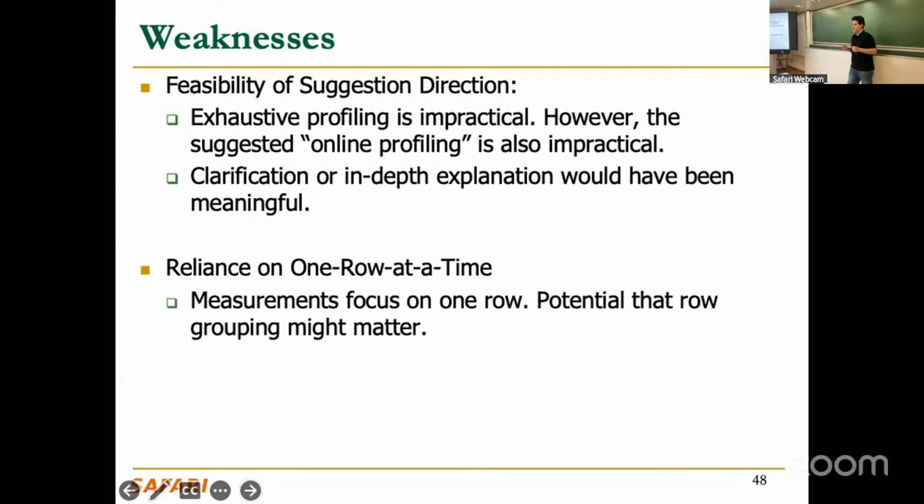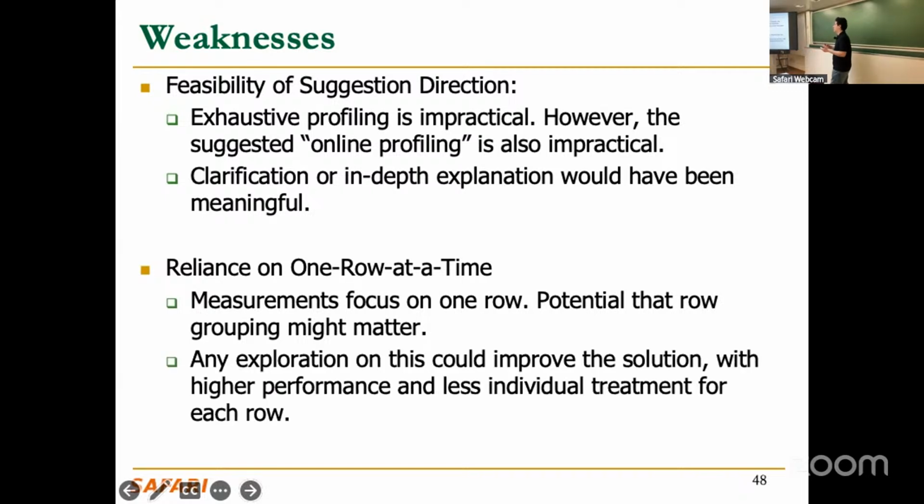And also, it has a weakness in the reliance on one-row-at-a-time characterization. The measurements we saw just focus on a single row. And I believe that grouping rows together during profiling could matter, in the sense that if we can group these rows together and calculate the threshold values from a single element of the group, then assign some values to the other parts of this group, we can speed up the profiling time. So any exploration on this topic could improve the solution with higher performance and less individual treatment for each row.